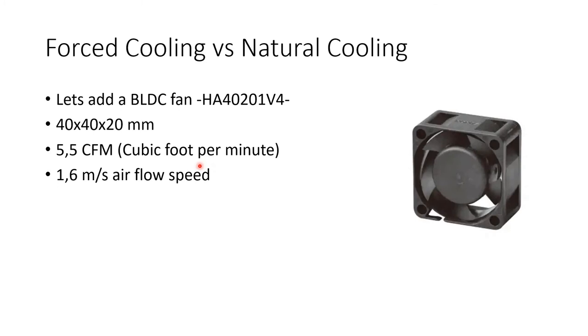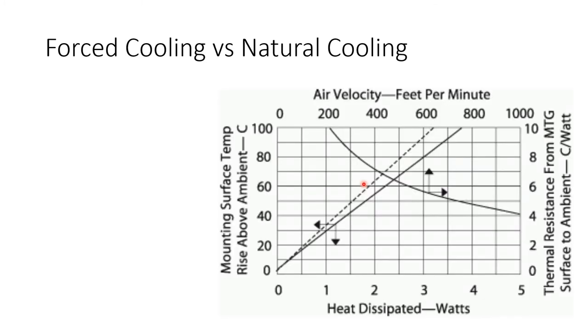We can convert this to the SI unit, and we can find that it actually creates an airflow of 1.6 meter per second, this small fan. So we can use this fan to cool our heatsink. We can go back to our graph. We have found out that 1.6 meter per second of airflow is generated using this fan, which is equal to 300 feet per minute of air velocity.